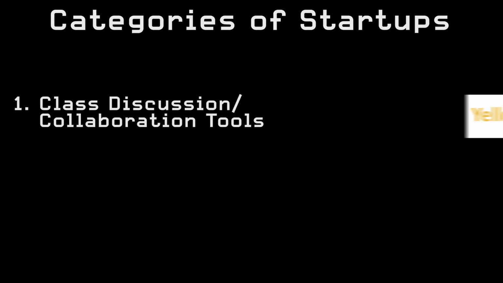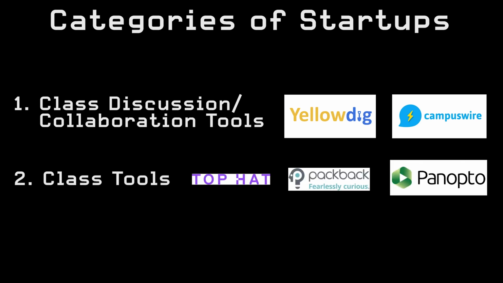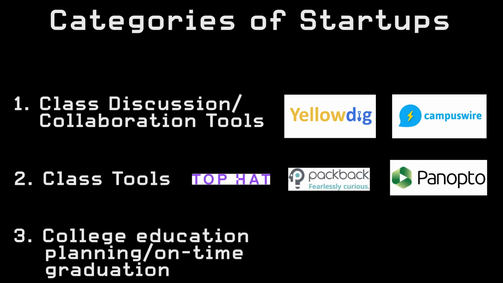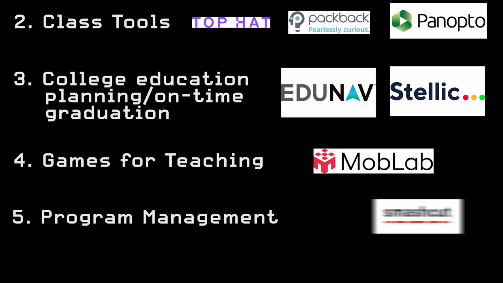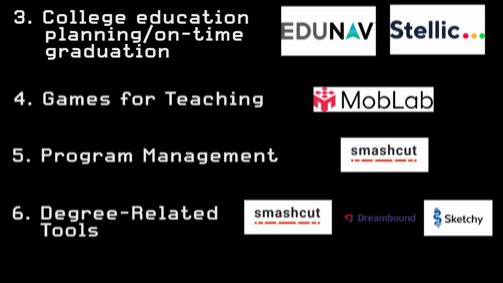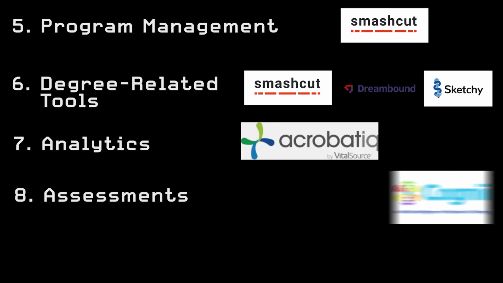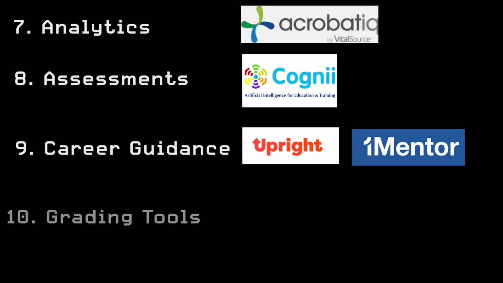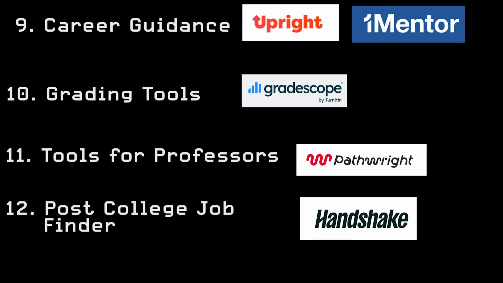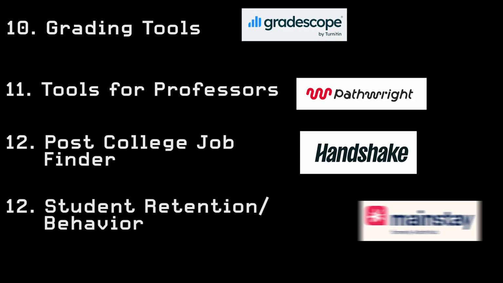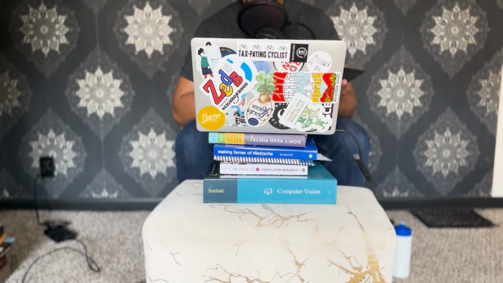Some categories of startups are class discussion and collaboration tools, class tools, college education planning or on-time graduation, games for teaching, program management, degree-related tools, analytics, assessments, career guidance, grading tools, tools for professors, post-college job finder, and student retention and behavior. There may be more categories available, but I have not seen them in the 200 startups that I have scanned, but if you know of any, please include them in the comments.